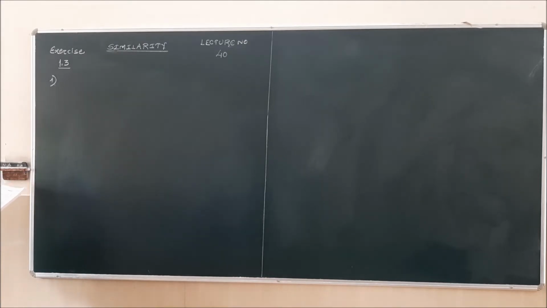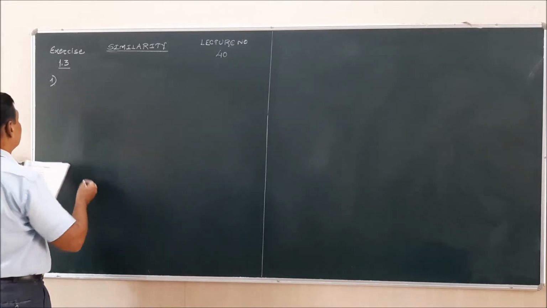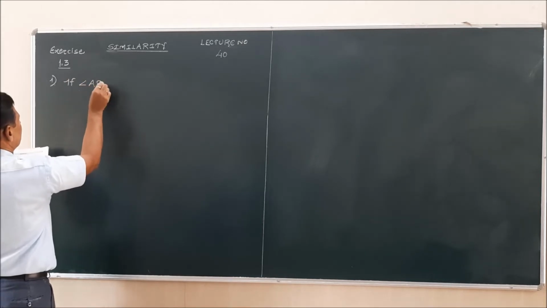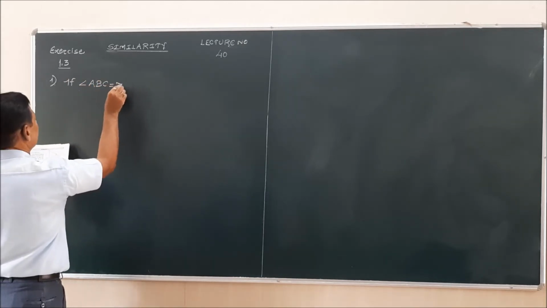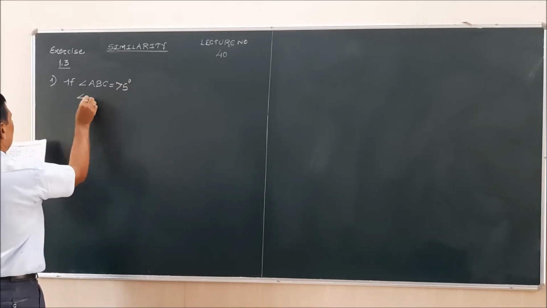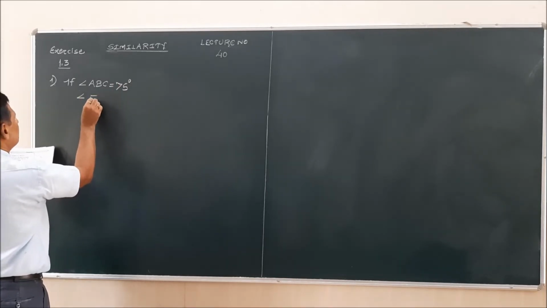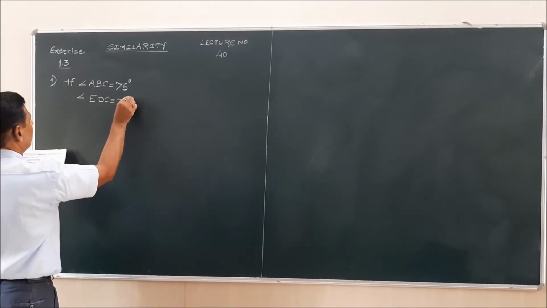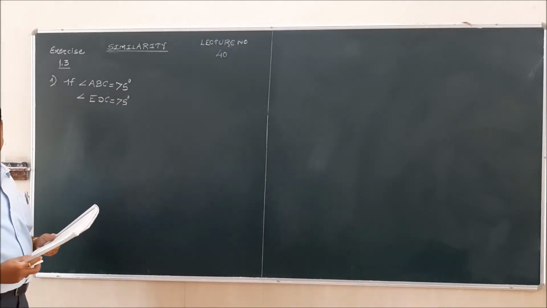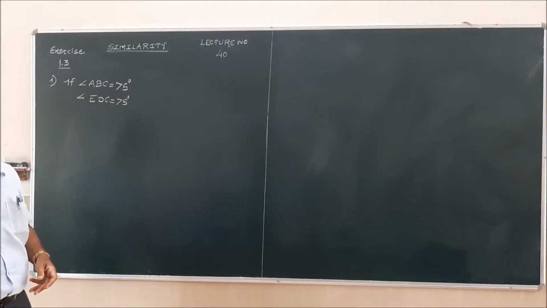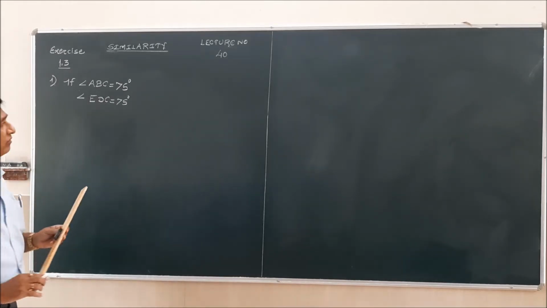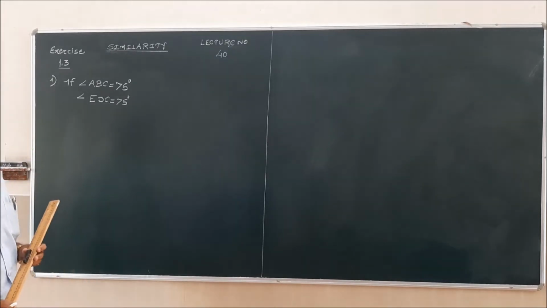Now we have to prove, or we have to state, right? These triangles are, if angle ABC is equal to 75 degrees, angle EDC is equal to 75 degrees. Then we have to decide the triangles are similar by which test, and then later on we also have to write the one-one correspondence also.